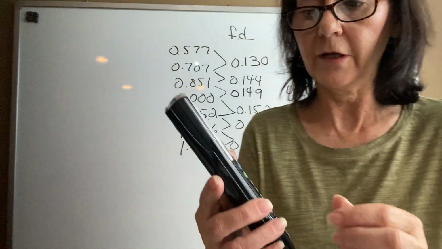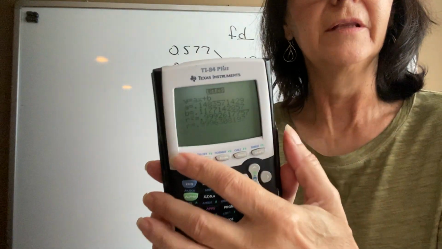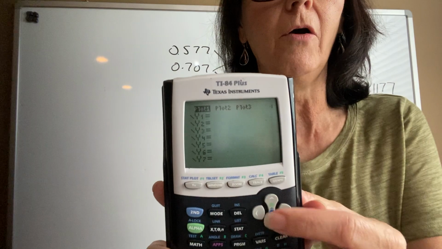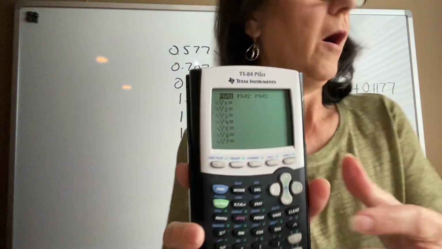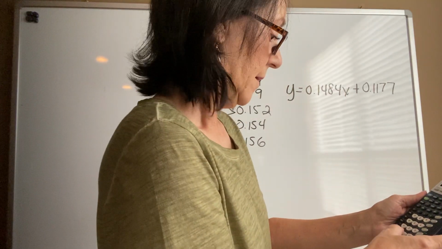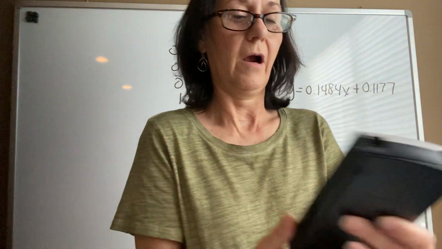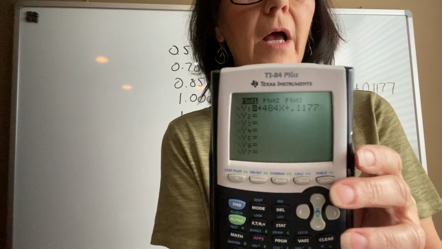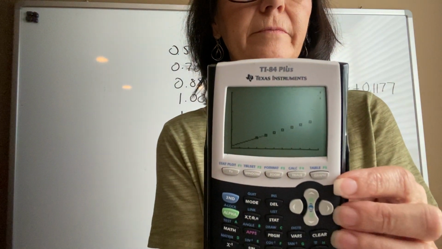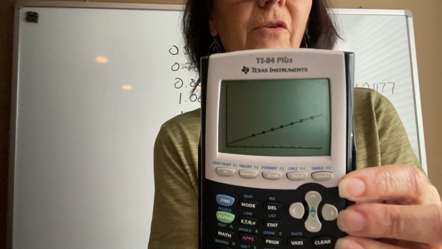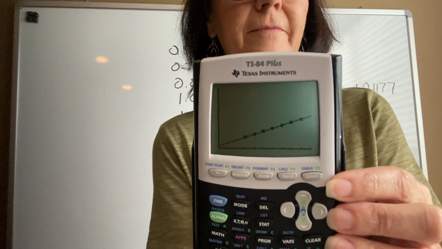All right, so here's what we're going to do. We're going to go in and put this model in Y sub 1. I'm leaving my plot on. Oh, I'm already in Y sub 1. All right, so I'm going to put 0.1484x plus 0.1177. All right, that's what I put in Y sub 1. So now when I hit graph, you can see that it's a great model. All right.